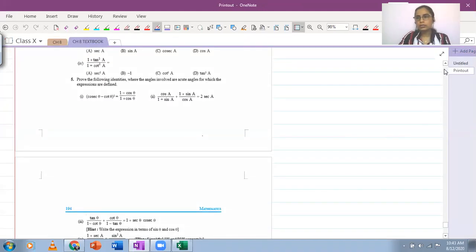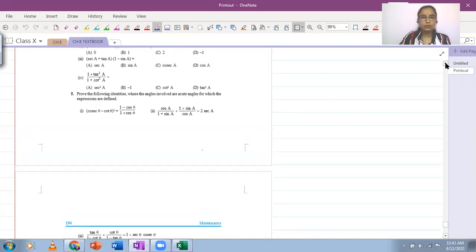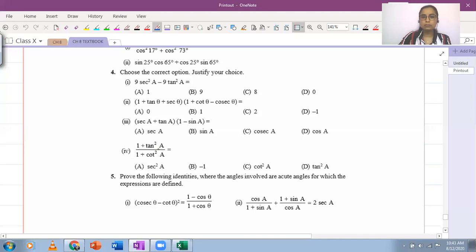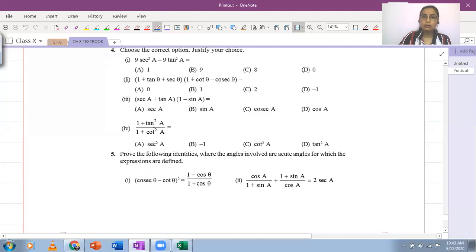We were doing exercise 8.4 and we have done question number 4 from this exercise. Although in question number 4, last part, I told you to try it by converting tan square and cot square into sine over cos. So if anyone has done it that way, the person would know that even with that conversion, later on you get the same answer. You reach tan square.